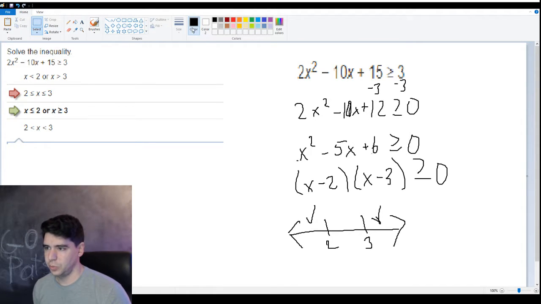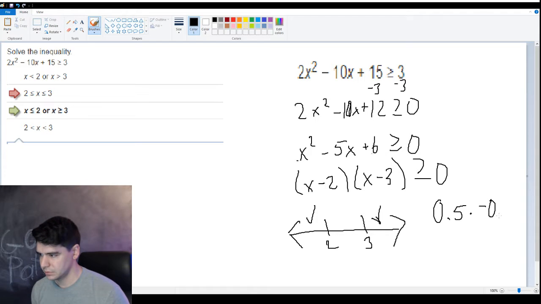So what we do, 2.5 minus 2, it gives me 0.5. If I do 2.5 minus 3, that gives me negative 0.5. And is that greater than or equal to 0? Well, I can see right away, this is a positive, this is a negative. That'll give me a negative number. And a negative is smaller than 0, so I'm going to put an x here.